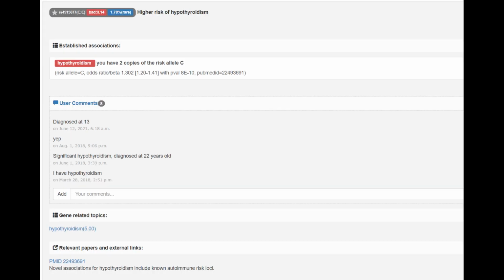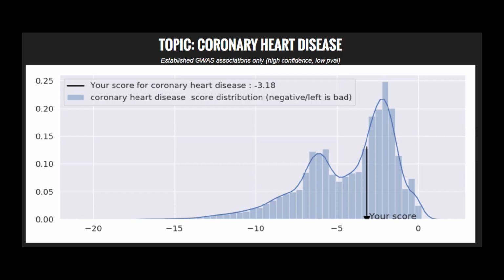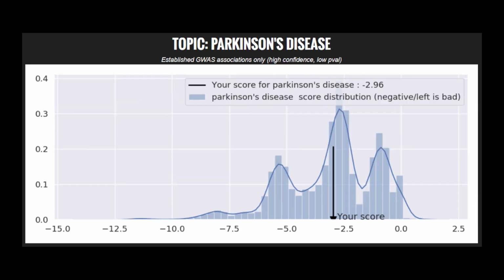And she's got this genotype. This is a single SNP, right? A single variation. It's super rare, but it tends to cause a higher risk of hypothyroidism. Moving on to polygenic traits, she's got an average risk score of coronary heart disease. She's got an average risk score of Parkinson's disease.